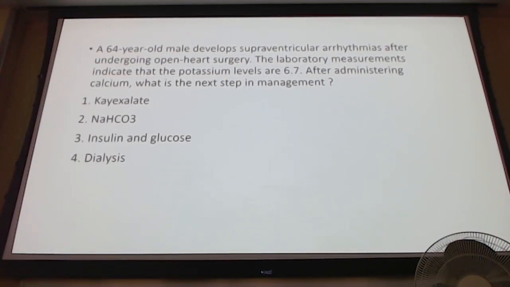Okay, a 64-year-old male develops supraventricular arrhythmias after undergoing open heart surgery. Laboratory measurements indicate potassium levels of 6.7. After administering calcium, what is your next step? Insulin. 3. Anybody disagree with 3?